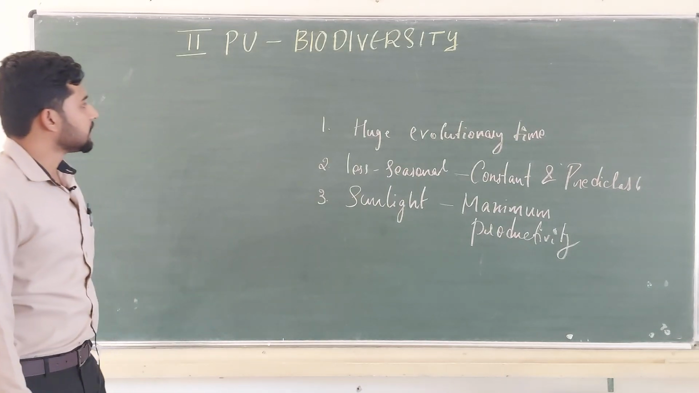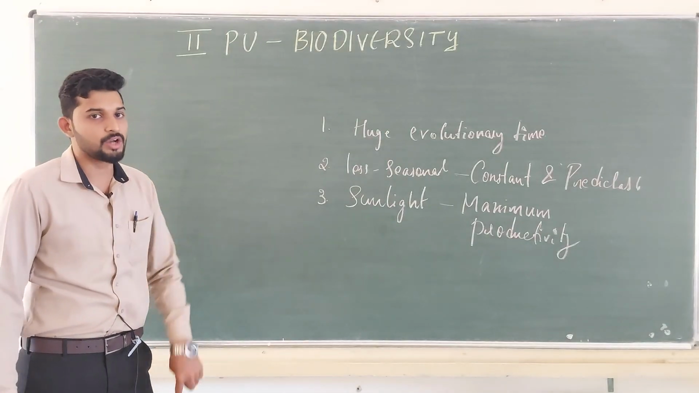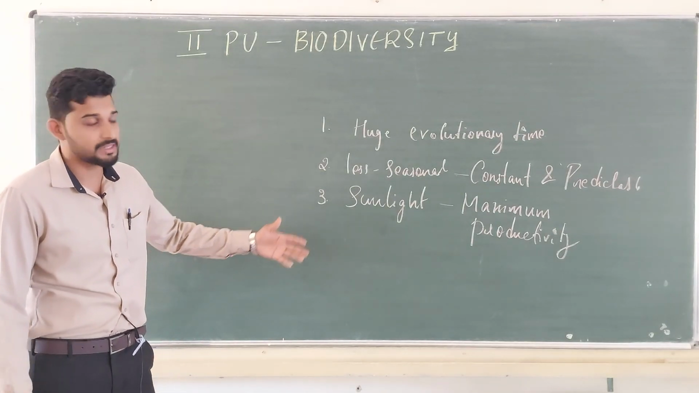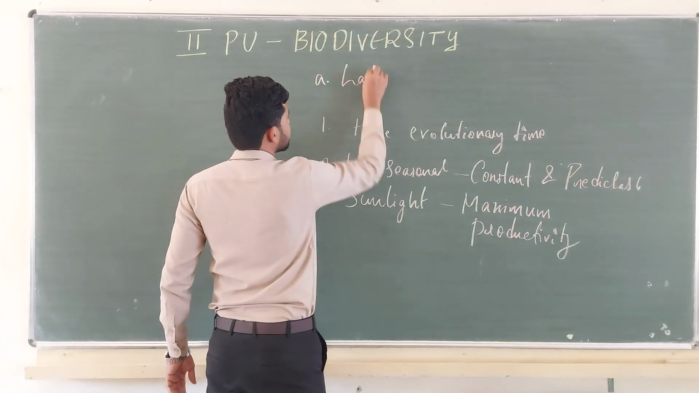This is included in the patterns of biodiversity. That is the first one, which we discussed in the last class, right? The first point, latitudinal gradient.